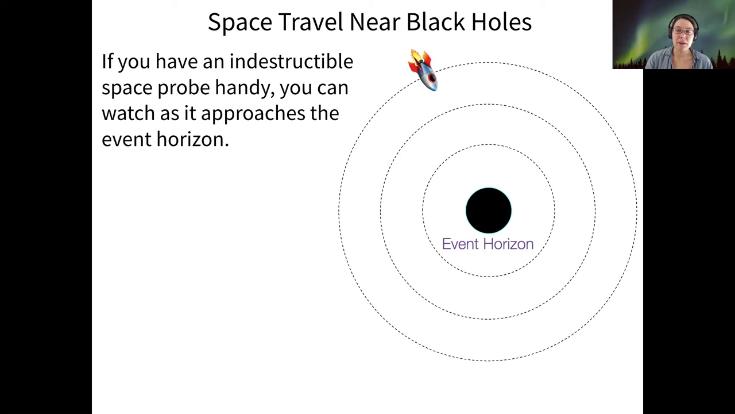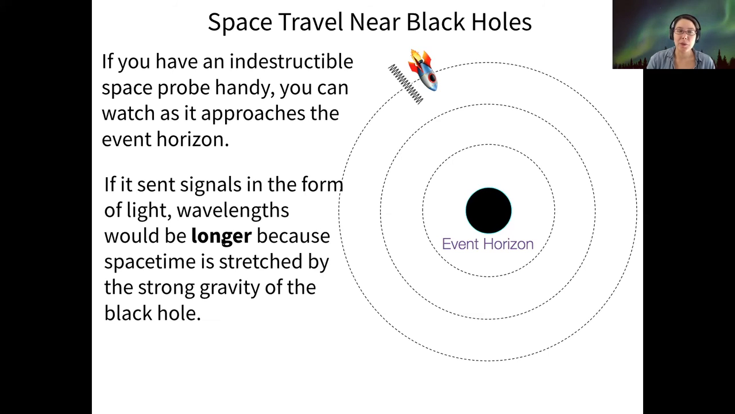All right, so I want to just mention a few effects of relativity that are weird enough to talk about. I don't think this is in your textbook, but maybe it is. Anyway, let's say that I have an indestructible space probe. We all want to know what it's like near a black hole, right? So let's send an indestructible space probe to find out. And as it approaches the event horizon, we're going to have our space probe send us signals in the form of light because we want it to tell us what's going on in there, right?